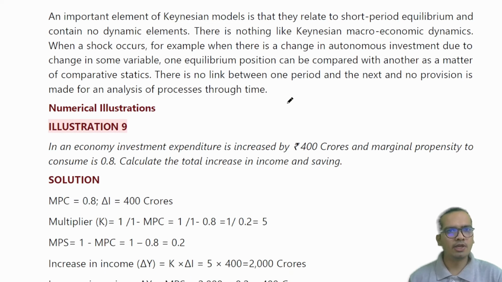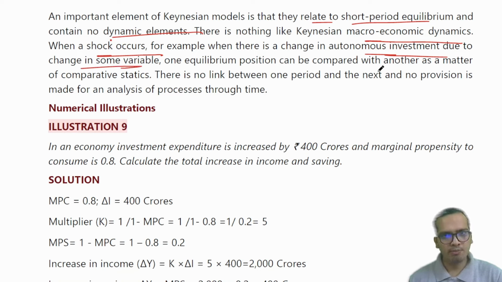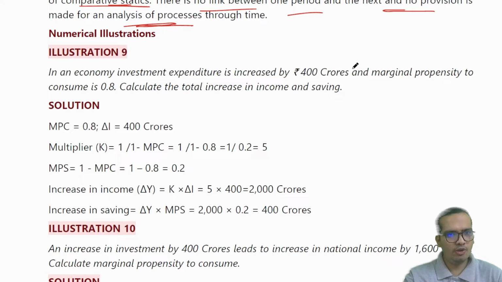Then we have an important element: Keynesian models relate to short period equilibrium and contain no dynamic elements. There is nothing like Keynesian microeconomic dynamics. When a shock occurs, for example, when there is a change in autonomous investment due to some change in some variable, one equilibrium position can be compared with another as a matter of comparative statics. There is no link between one period and the next period, and no provision is made for the analysis of processes through time. Now we have more examples.